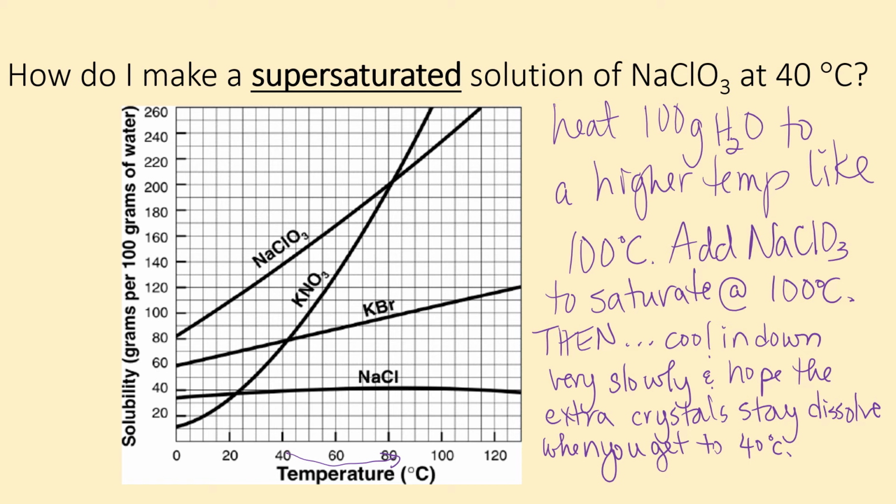So at 100 degrees, woohoo, we can get this much dissolved. But then as we cool it down to 40, all right, then this many crystals, if they stay dissolved, then it's supersaturated. But most likely as it cools down, they'll drop out. So it doesn't always work, but you can make a supersaturated solution. You just have to saturate at a higher temperature and then cool it down slowly and hope those other crystals stay dissolved.